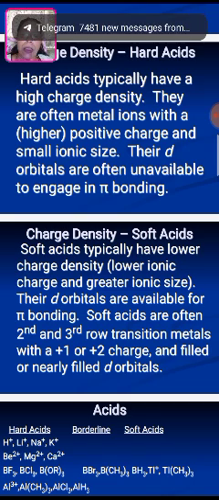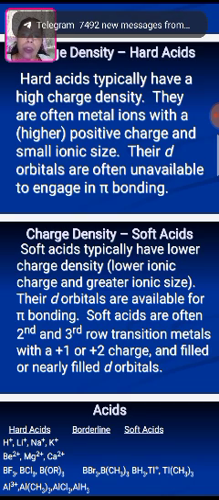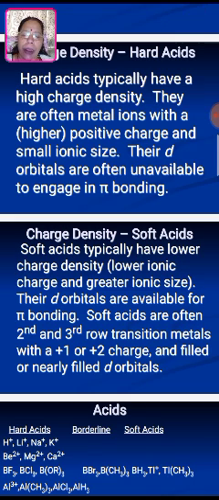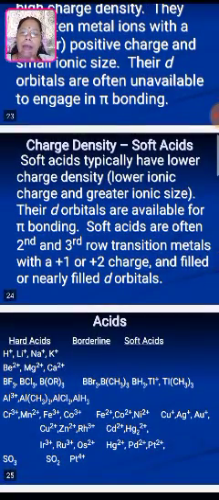Soft acids are often second and third row transition metals with an oxidation state of +1 or +2 charge and filled or nearly filled d orbitals. So this is about the charge density. The hard acids have a higher positive charge and high charge density, while soft acids have a lower positive charge.